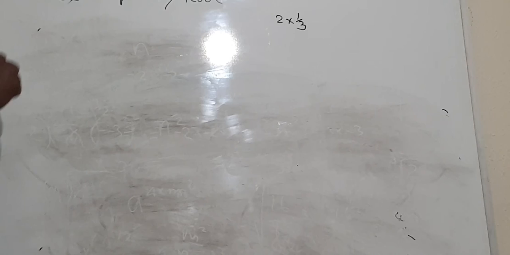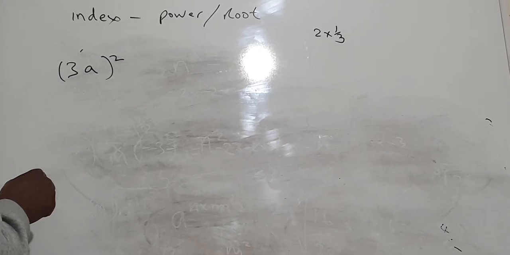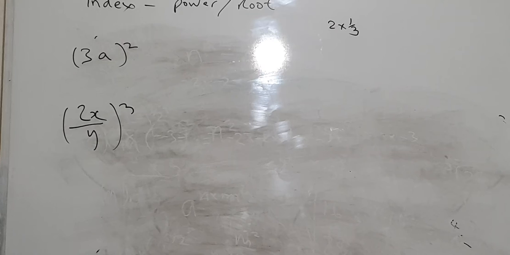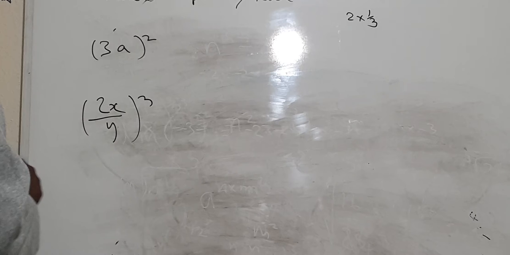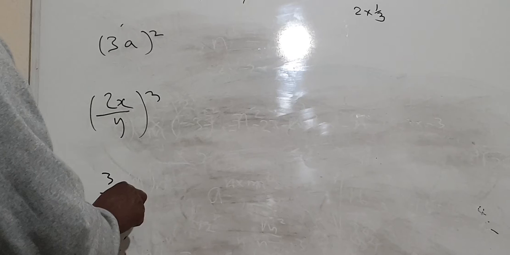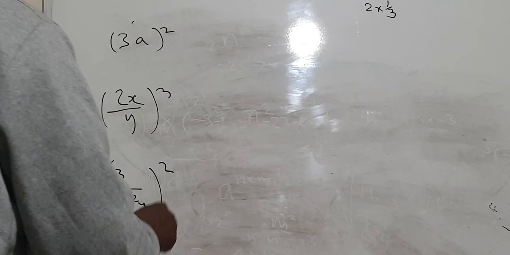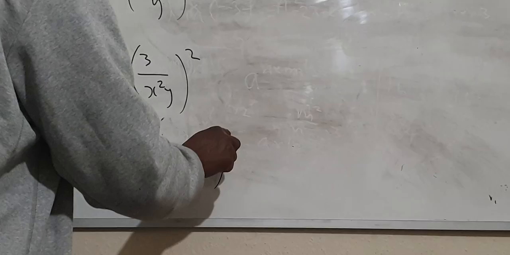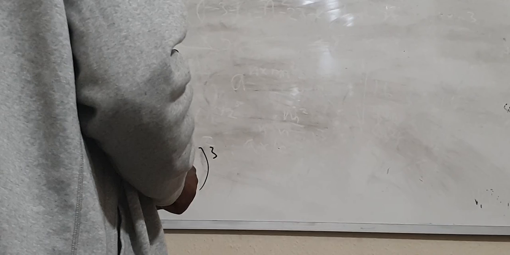What did you do? (3a) all squared. What does that mean? 3a times 3a. (2x over y) all cubed. What does that mean? (3 over x squared y) all squared, and (5x squared y cubed) all cubed. So what does that mean?